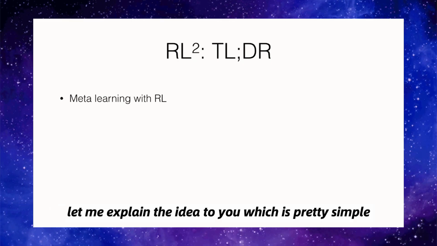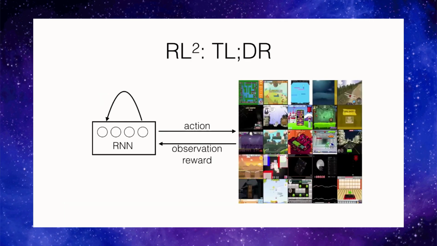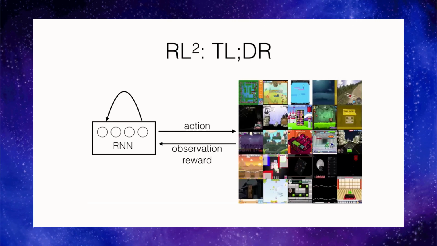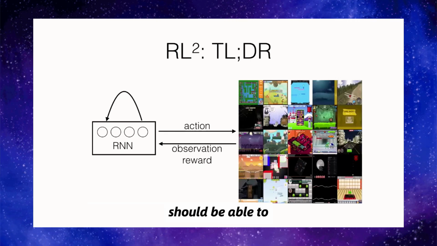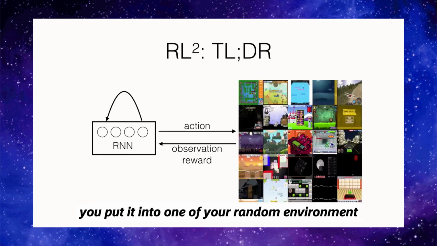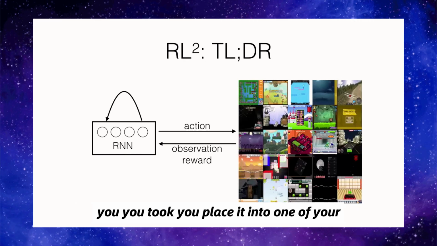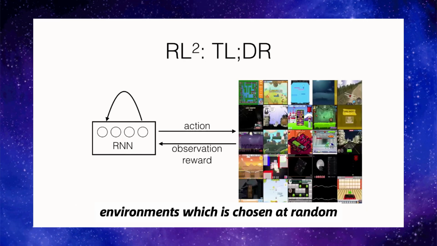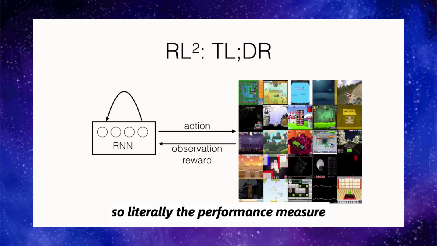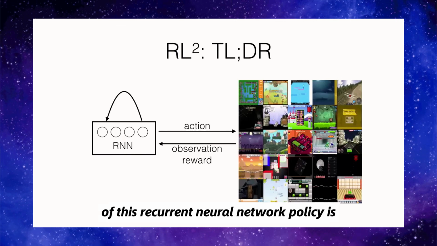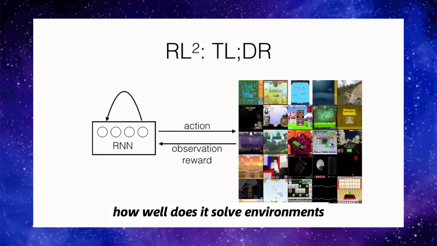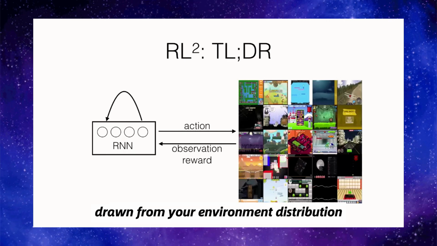Let me explain the idea to you, which is pretty simple. What you really want is to have a recurrent neural network policy that you can do the following with. You take it, you place it into one of your environments, which is chosen at random, and then you run it on this environment, and you measure how well you do. So literally, the performance measure of this recurrent neural network policy is how well it solves environments drawn from your environment distribution.